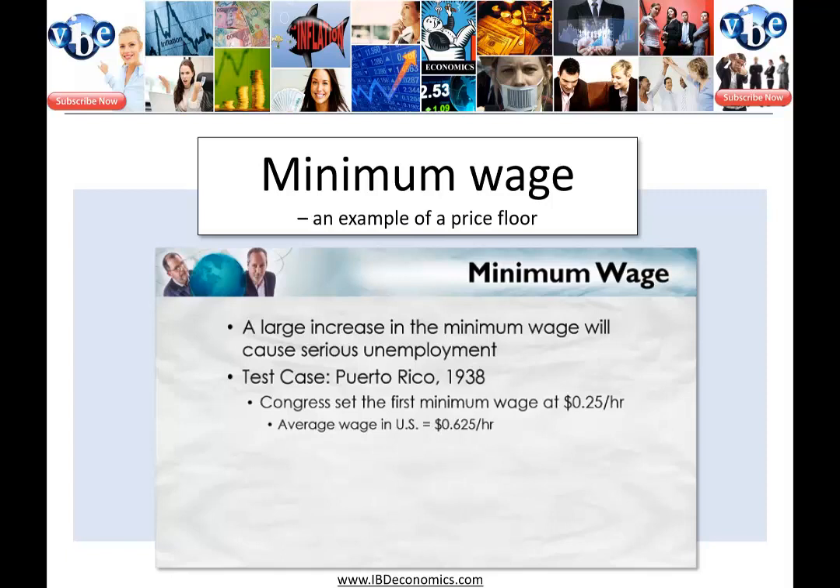And a good example of this is Puerto Rico in 1938. Congress actually set the first minimum wage at this time at 25 cents an hour. That may seem low, but that's at a time when the average wage in the United States was still less than $1 an hour, with 62.5 cents an hour.